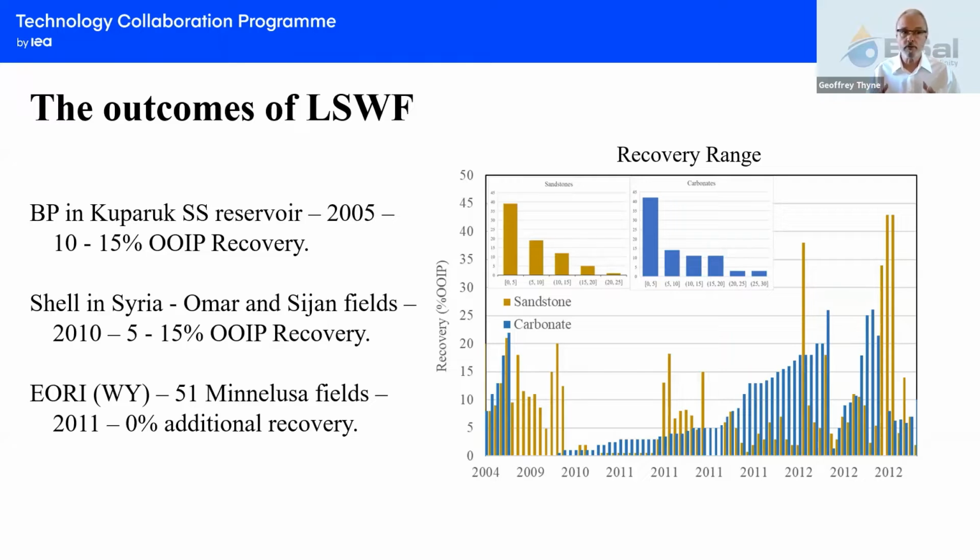And so both this chart and those words speak the story of low sal, which is sometimes it works great, and that's got to be a big up, and sometimes it doesn't work at all. And that's the real problem of low salinity water flooding: how do we get rid of the zeros and move to the 10s and 15% recoveries?